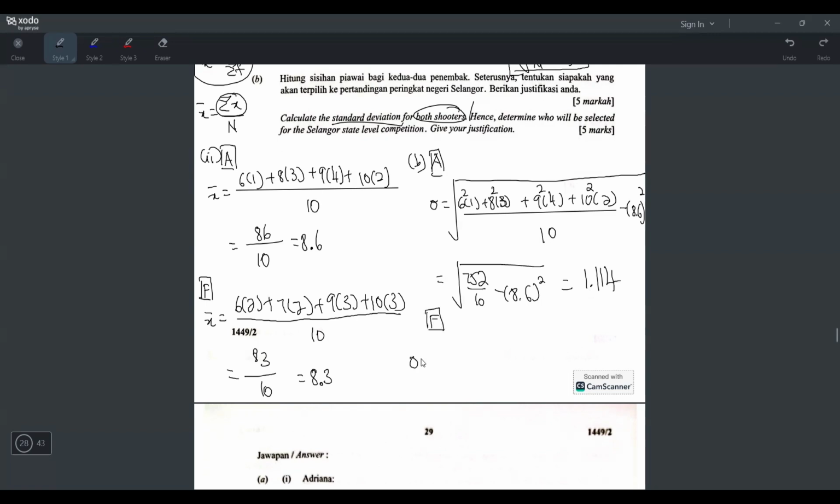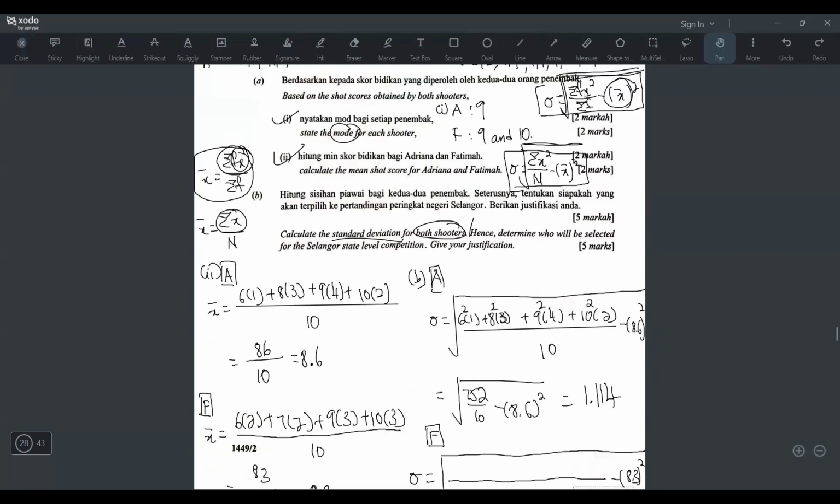The standard deviation formula will be the same. It will be square root, and then draw a line like this and minus mean square, right? The mean for Fatima is 8.3. And in the formula here, I have to take the x square, which is the score in this case, take the score square, and then times with frequency, and then add them all up, right?